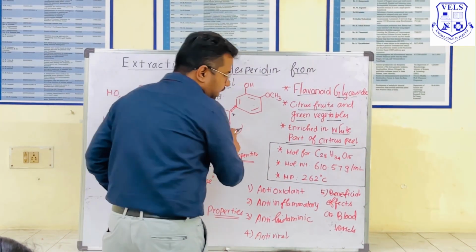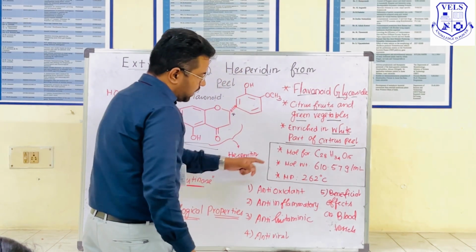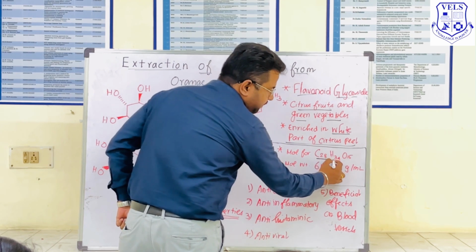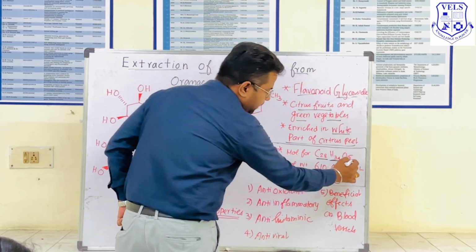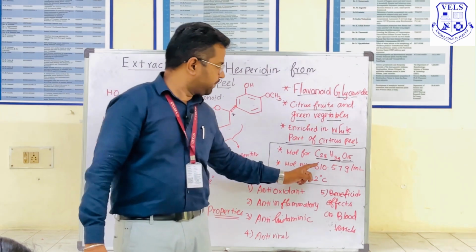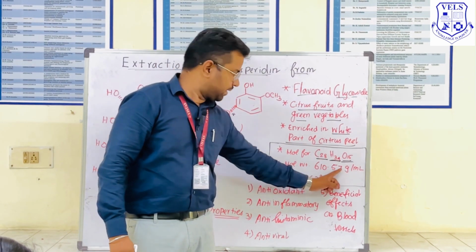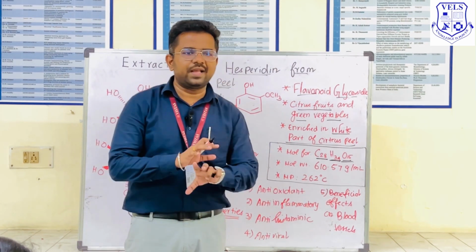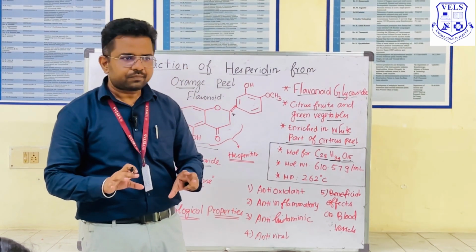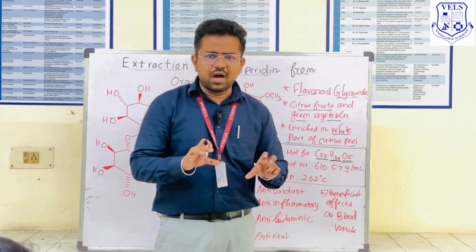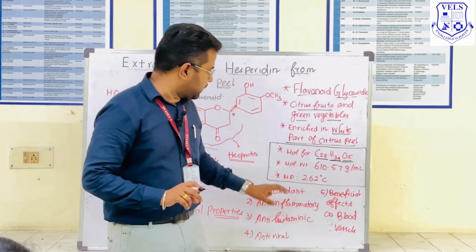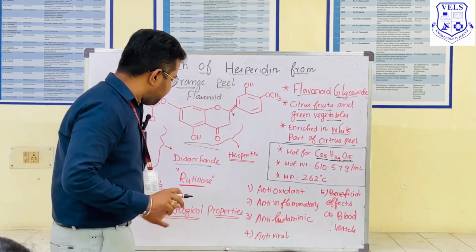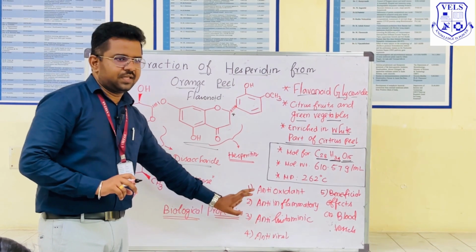So the general physical properties of this Hesperidin molecule: the molecular formula is C28H34O15. The molecular weight of the molecule is 610 gram per mole, and the melting point of the compound is 262. General nature of this molecule will be a solid. It will be a pale yellow or pale brown solid, right? Which has a melting point of 262 degrees Celsius. Clear?